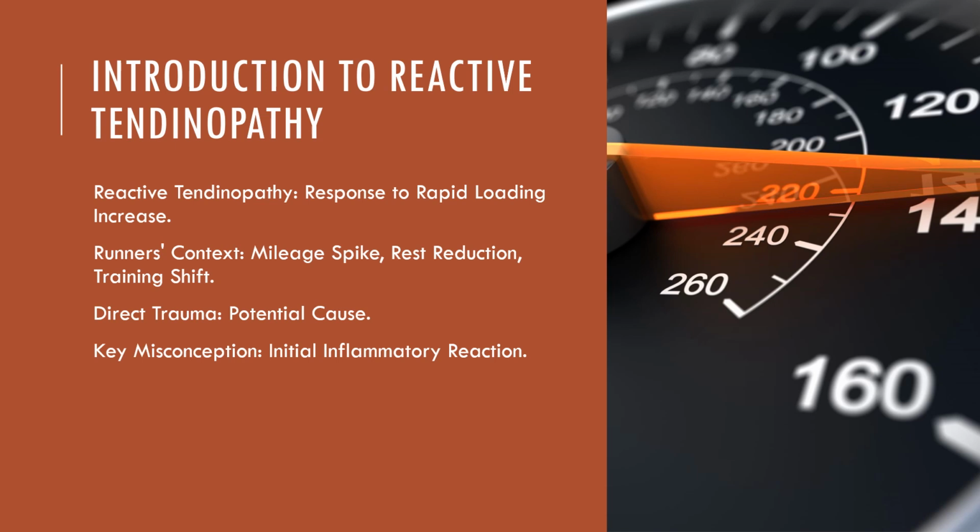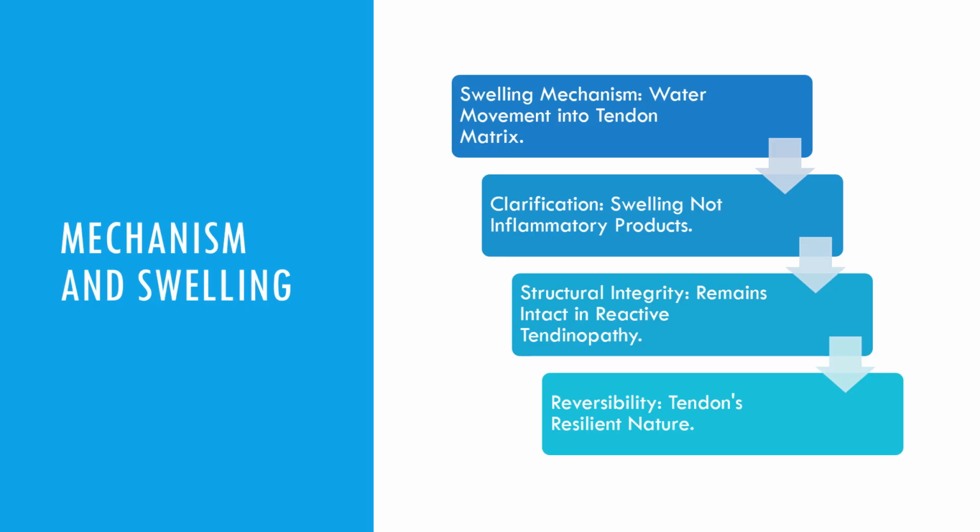Now, it was thought that this reaction involved inflammation, but we now understand that this is not the case. The tendon does swell during reactive tendinopathy, but it's due to the movement of water into the tendon matrix and not inflammatory products. A key feature of a reactive tendon is that structurally it remains intact, and there is minimal change in the collagen integrity. So in simple terms, it means that a reactive tendon is usually a reversible process.